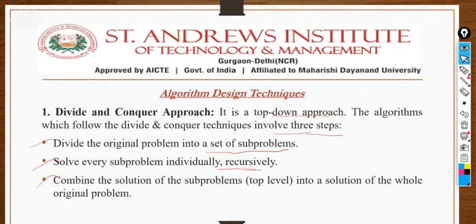Then at the last step, you have to combine the solutions of all the subproblems into the final solution as a solution for the original problem. So three steps are involved. First, divide the large problem into subproblems, then solve those subproblems individually and parallelly also, and last, combine all the solutions of the subproblems into a solution of the whole original problem.